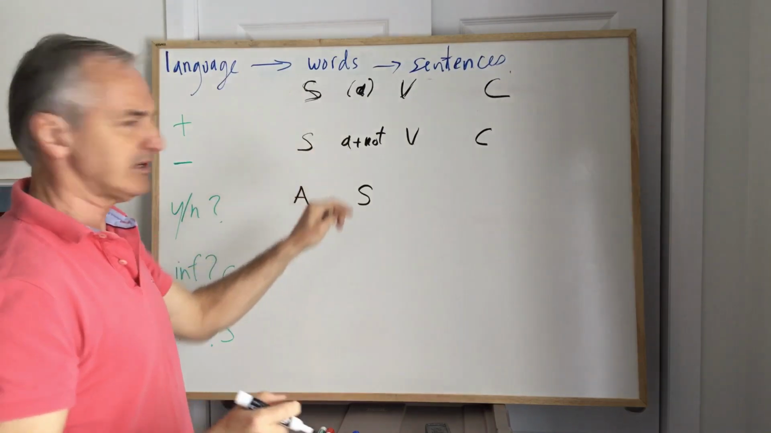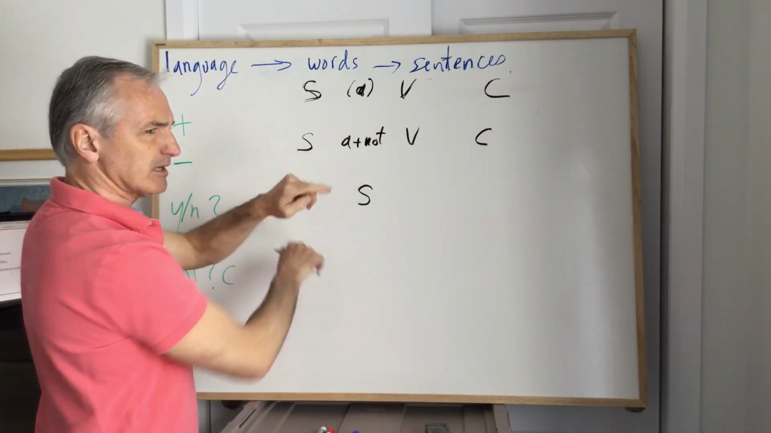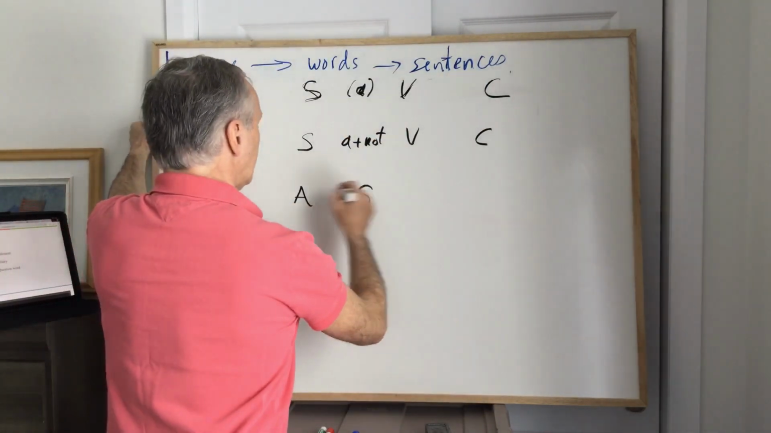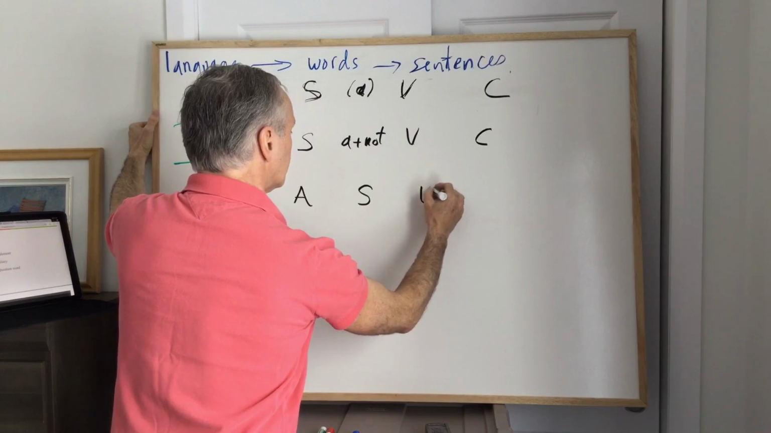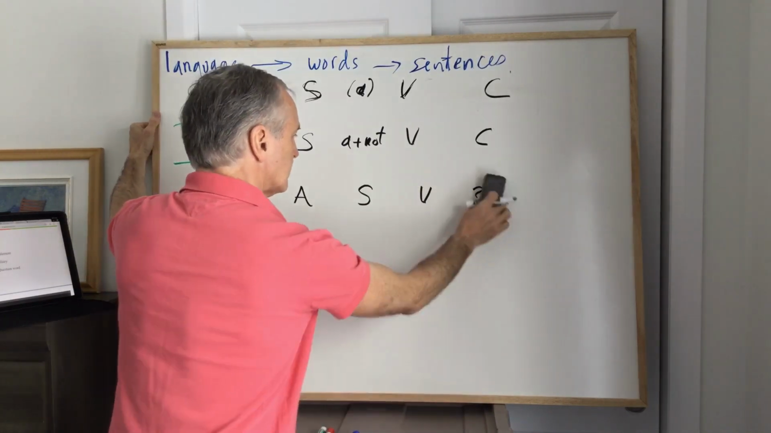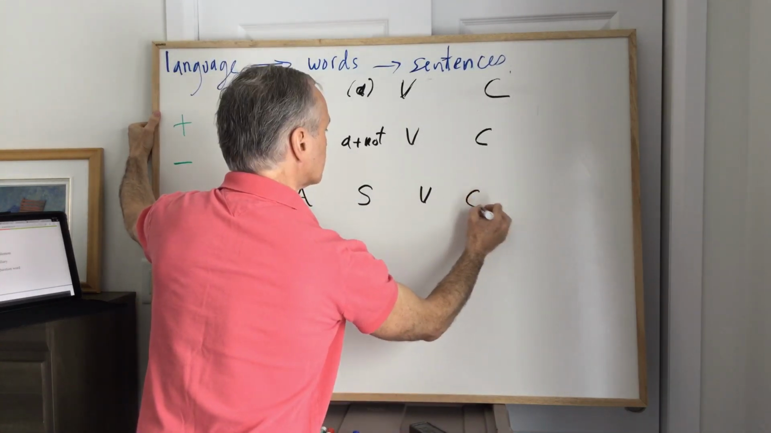So notice what happened here. Subject and auxiliary switch. The auxiliary becomes the subject. They just switch positions, right? Auxiliary, subject, verb. And of course, it's a question, so it has to end with a question mark. Let's put that a little further along. Complement. And then a question mark.